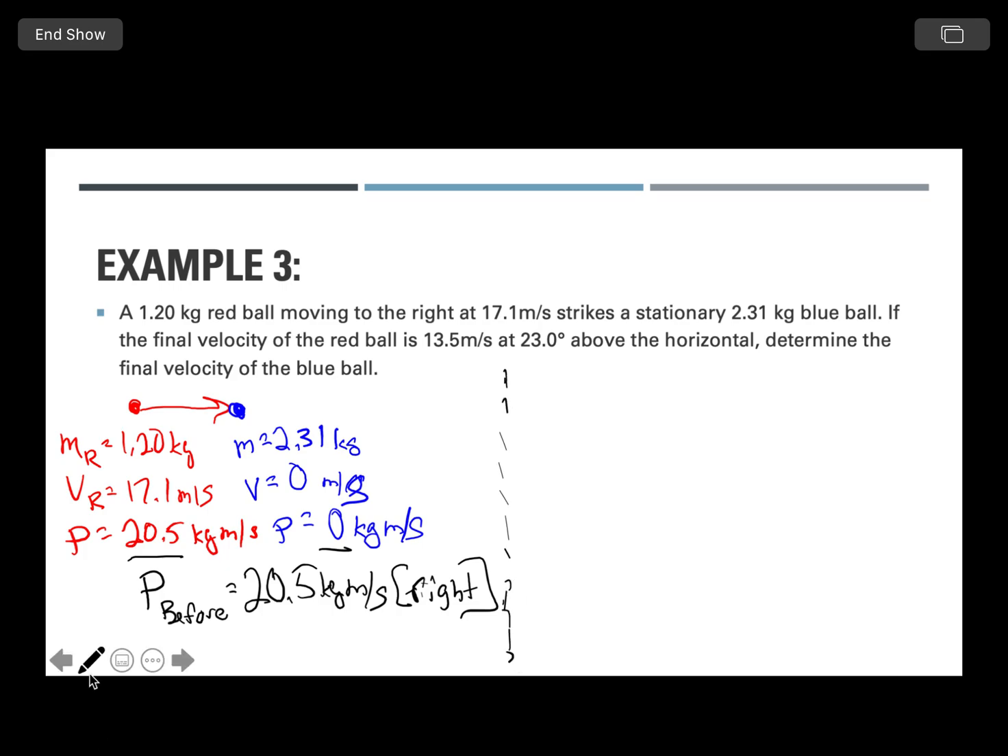And let's take a look at the red ball after the collision. After the collision, it says that it's going to have a final velocity of 13.5 meters per second, 23 degrees above the horizontal. So it's going to look kind of like so. Now I'm going to make this into a nice right triangle because we're going to do some right angle trigonometry. This is at 13.5, and I'm going to be finding the speed vertically and horizontally. Now, how am I going to do that? I'm going to use sine and cosine. The setup for this is going to be pretty straightforward.